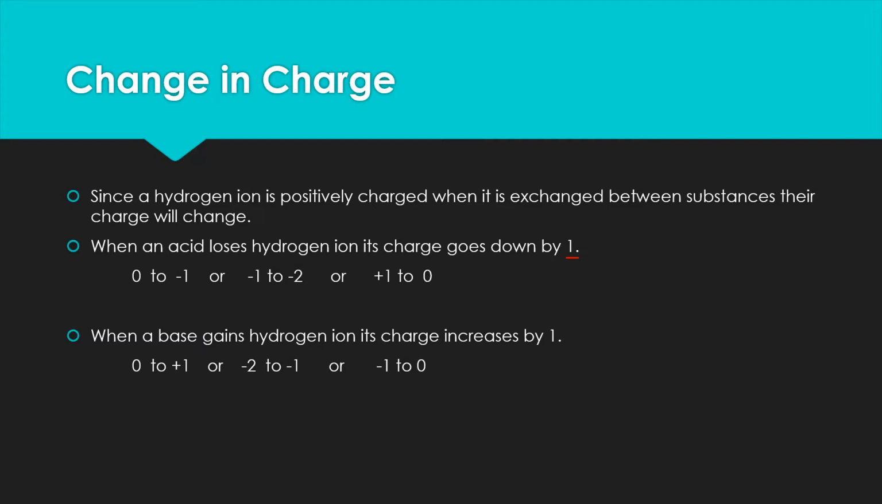When a base gains a hydrogen ion, the charge increases by 1 because we're adding that positive hydrogen ion. So if we're at 0, we're going to go to +1. If I was at -2, I'm at -1 now. If I'm at -1, I'm going to go to 0, right? So this gives you some ideas on what's going on there.